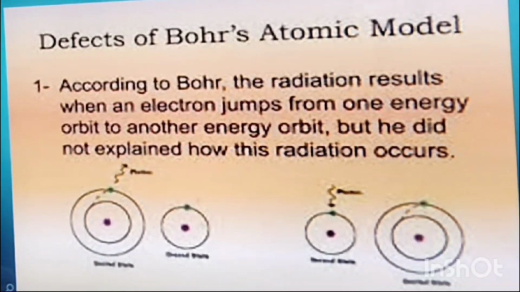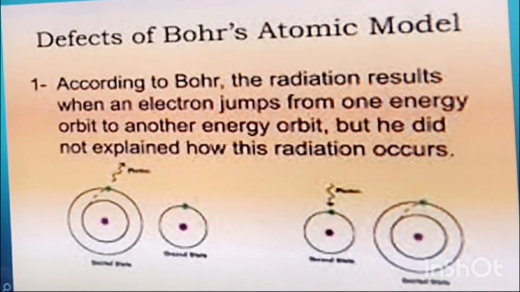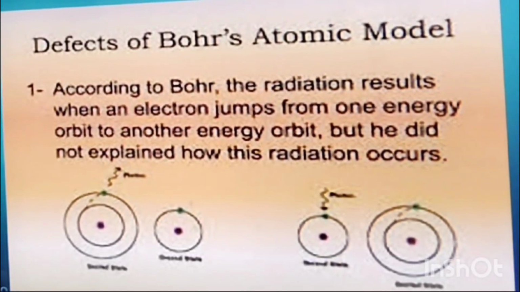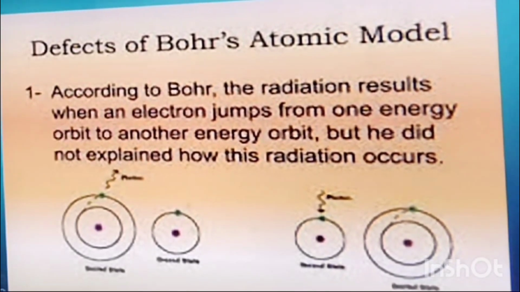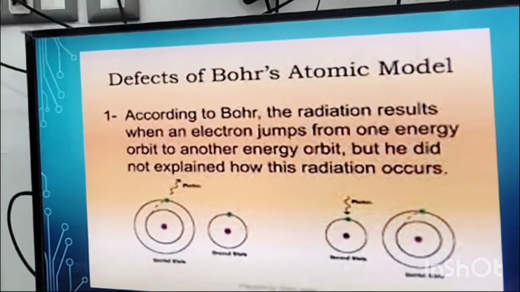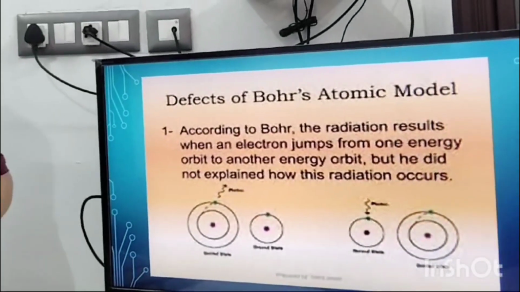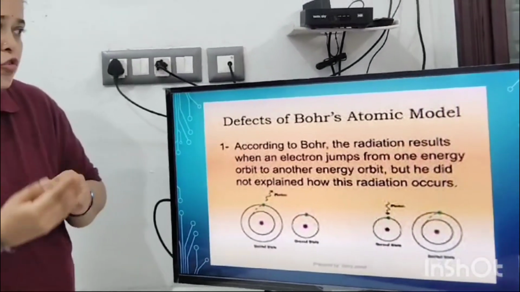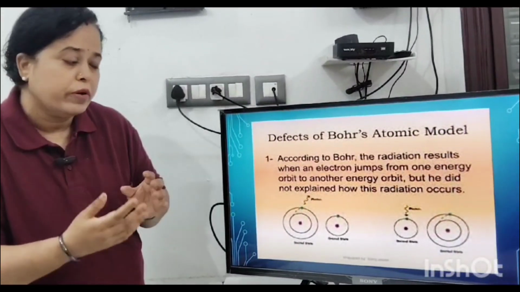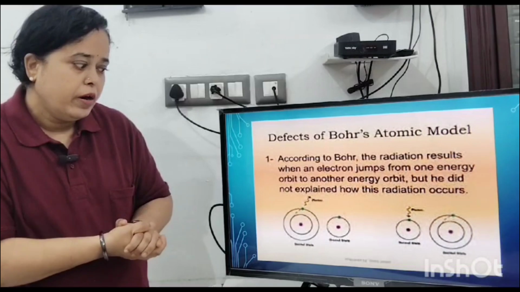Now let's see the defects of Bohr's atomic model. According to Bohr, radiation results when an electron jumps from one energy orbit to another energy orbit, but he did not explain how this radiation occurs. Electron jumps from one energy level to another, the radiations are produced, and how these are produced is not explained by Bohr.